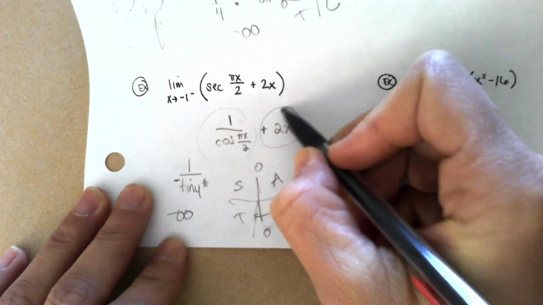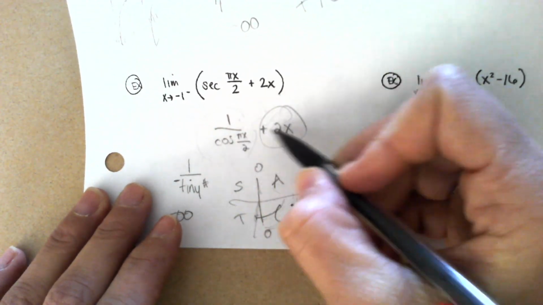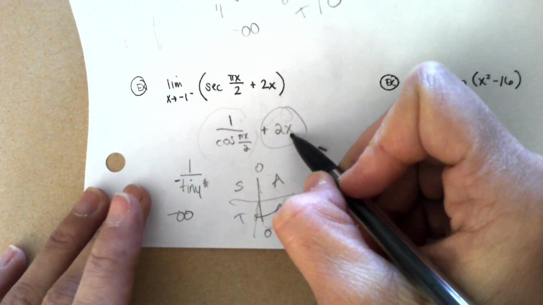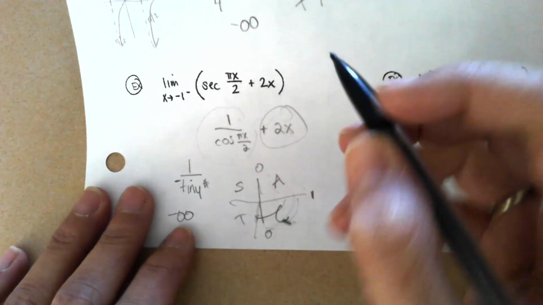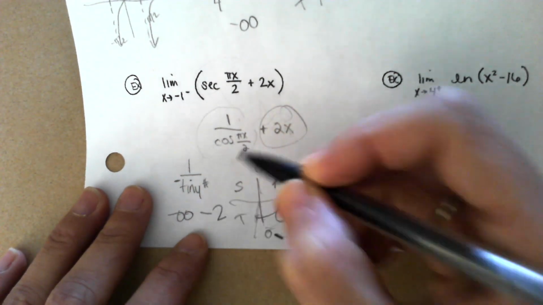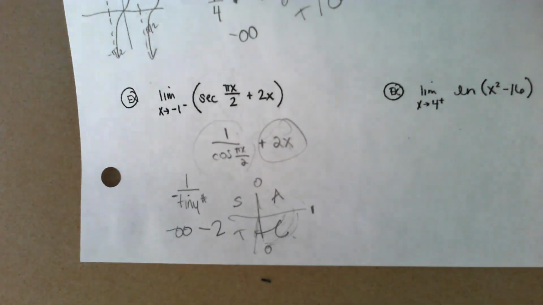And then for the second function, their limits just need to be added together. That's not an asymptote at all, so you can just plug in -1 and you get -2. So negative infinity minus 2 is still negative infinity.